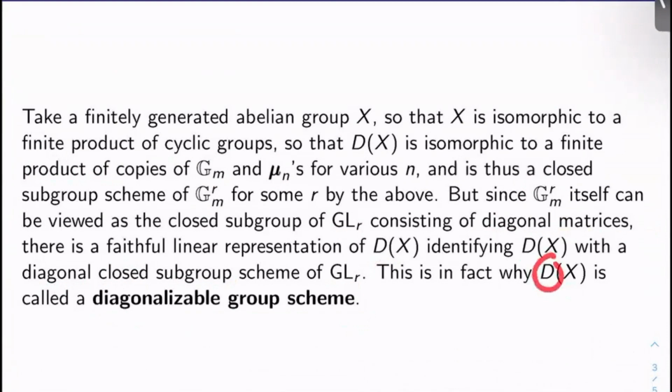I don't think the D here is for diagonalizable. Maybe it is, maybe it's not. I think D is for dual here. But hey, both words start with D, right? So you can think of D of X as diagonalizable or dual or whatever you like. I think it's supposed to be dual though.